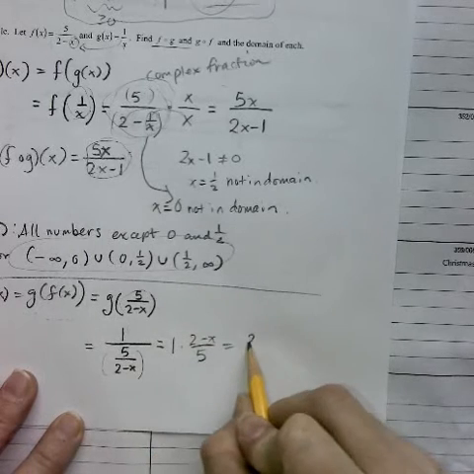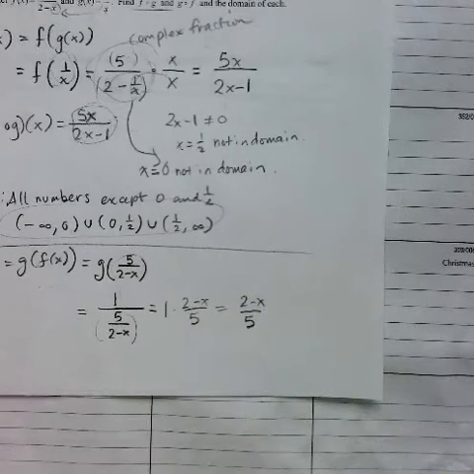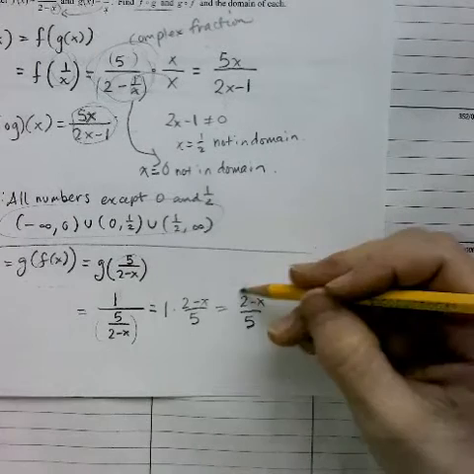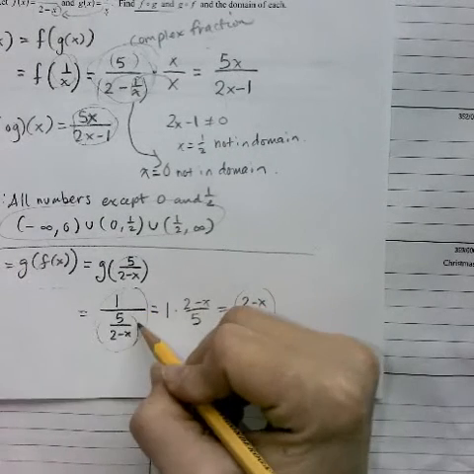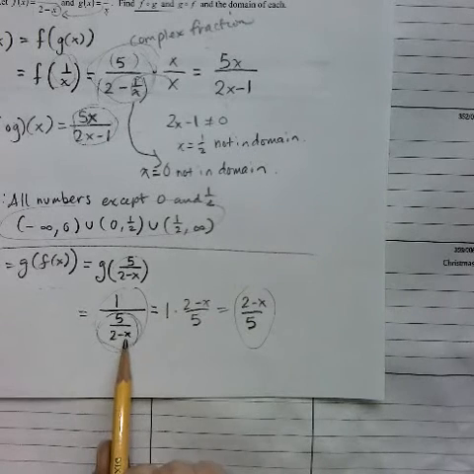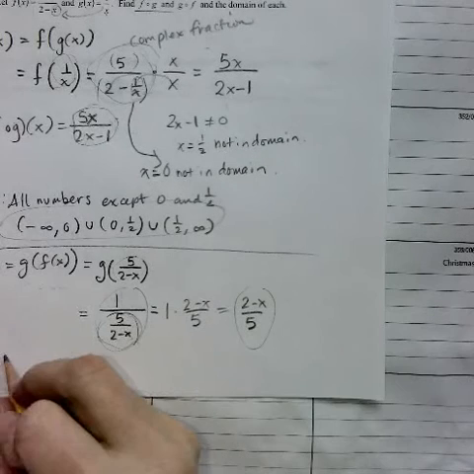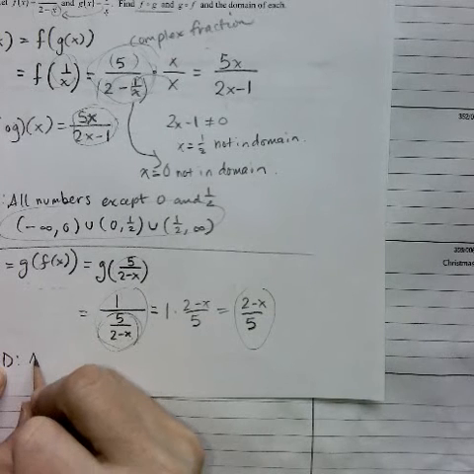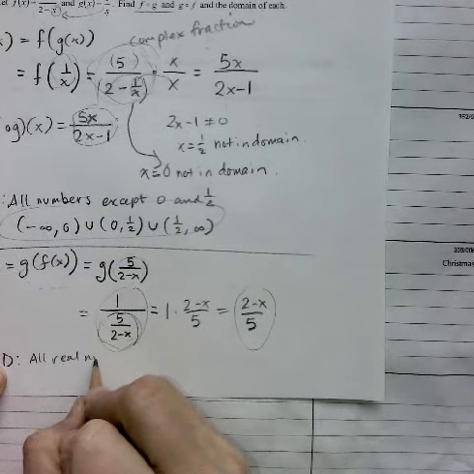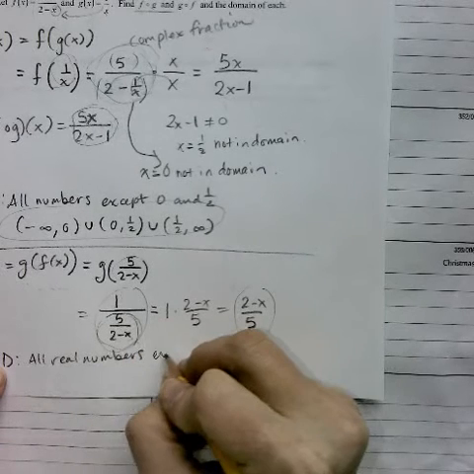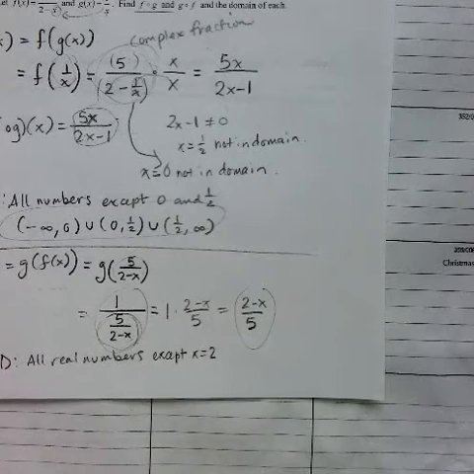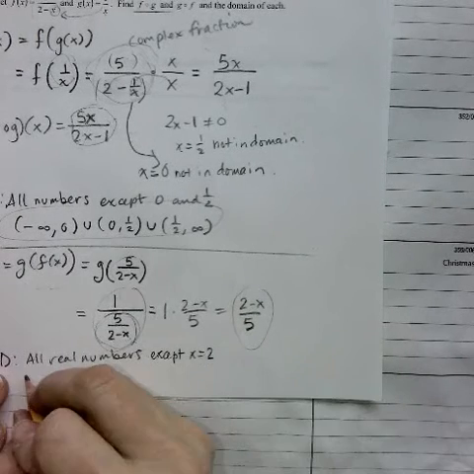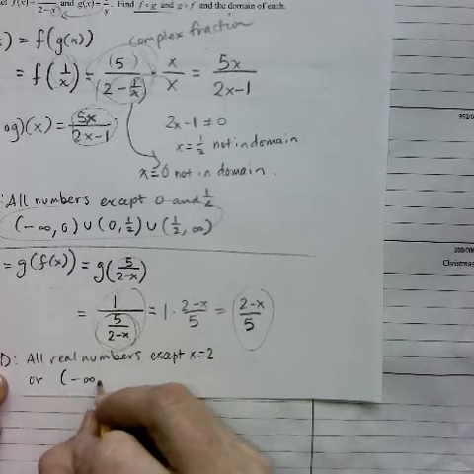It's 2 minus x over 5. So see, if you only look at this final answer, it looks like the domain is all real numbers, because we can always divide by 5. But you have to be mindful of the fact that in the original, this expression right here, x can't be 2. So the domain is all real numbers except x equals 2. Or you can just write except 2. You don't have to say x equals 2. Or in interval notation, negative infinity to 2, union 2 to infinity.